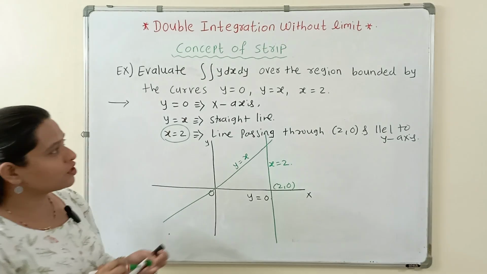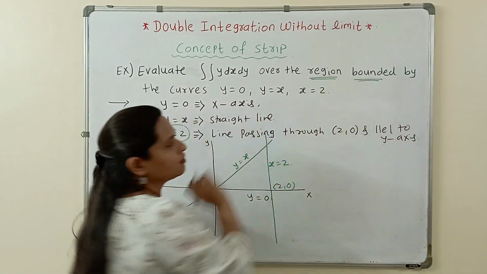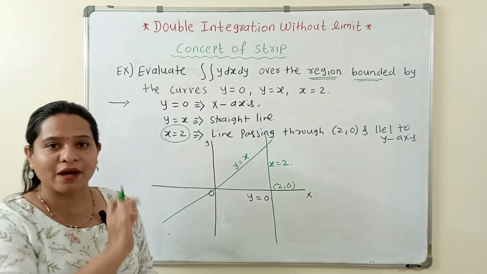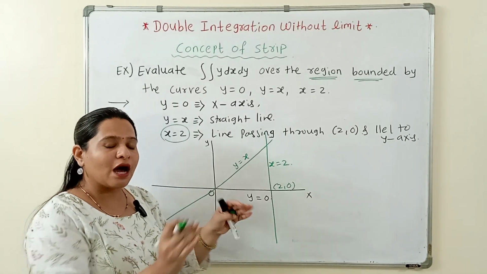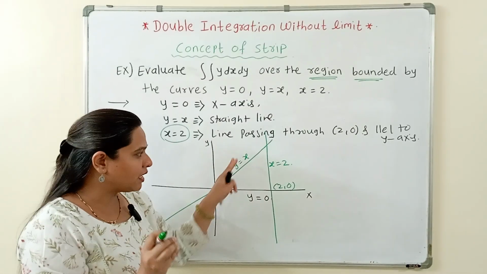Now here the region is what? The region is given as region bounded by these three curves. So now here our region of integration will be bounded by all these three curves. So bounded by all these three curves means what? कि हमारा region ऐसा होगा कि जिसकी boundary, उस region की boundary ये तीनों curves होंगे.